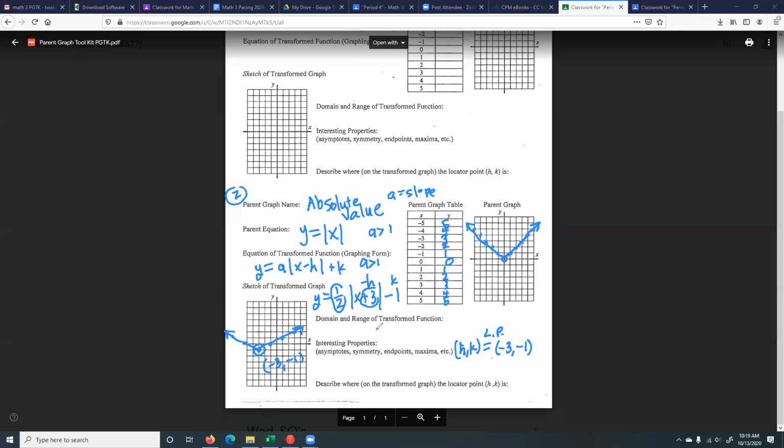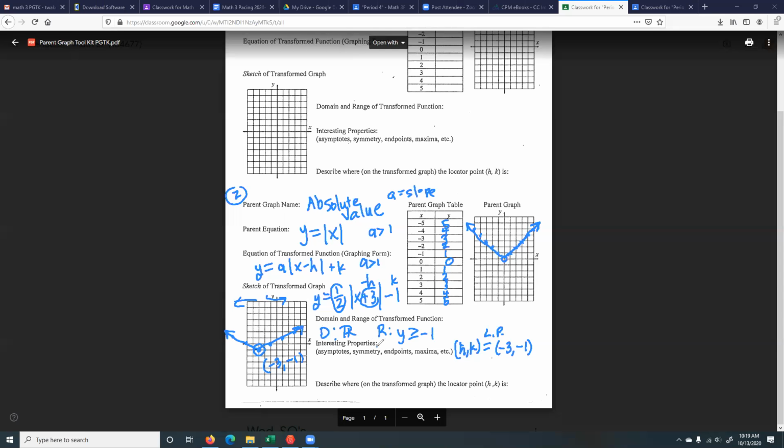Okay, we can make a table and everything. Our domain is all real numbers because it goes to the left forever, it goes to the right forever, so all real numbers. Our range is not all real numbers. It goes from negative 1 up. So y is greater than or equal to negative 1.